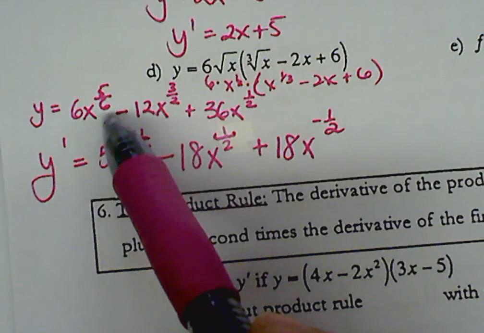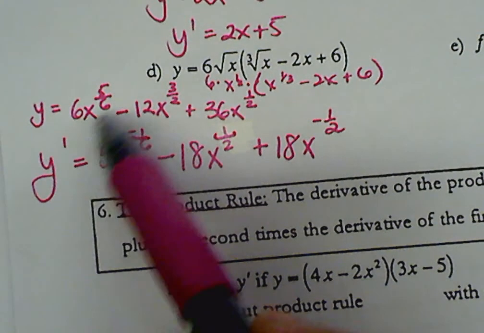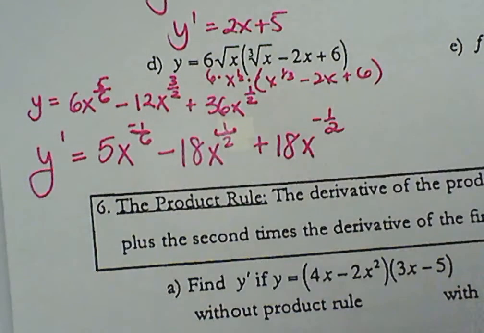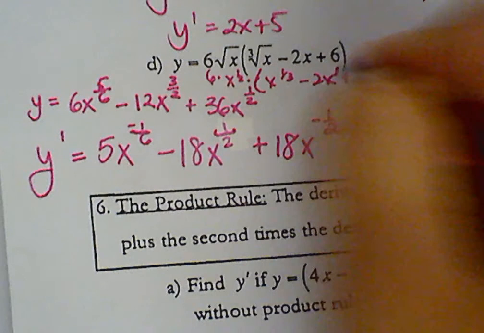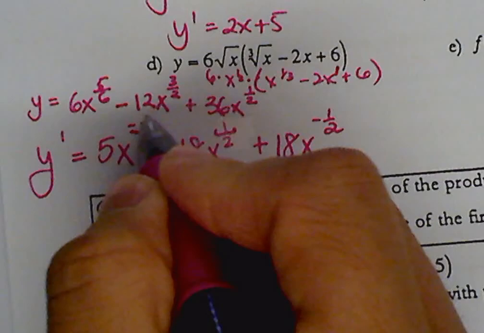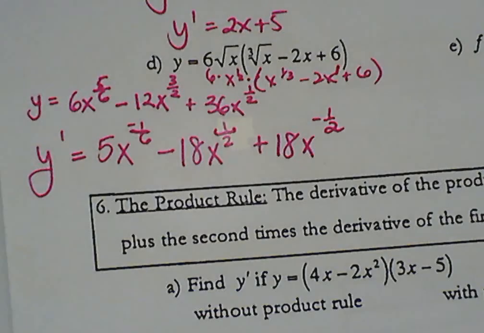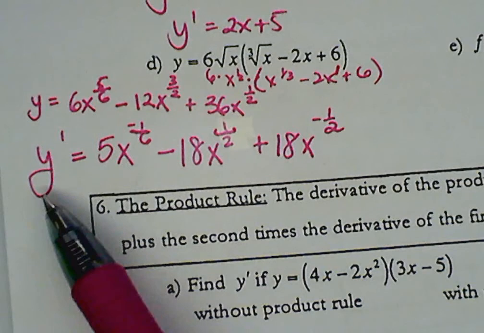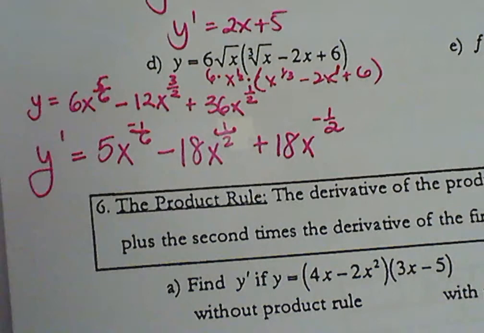So you have 6 times x to the 5 over 6. And then 1/2 times x to the 1. This is really x to the 1 power. So 1 plus 1/2 is 1 and 1/2. That's where I got 3 over 2 from. Once I have the expression distributed, then I can find the derivative, y prime, and I use my product rule. I mean my power rule.